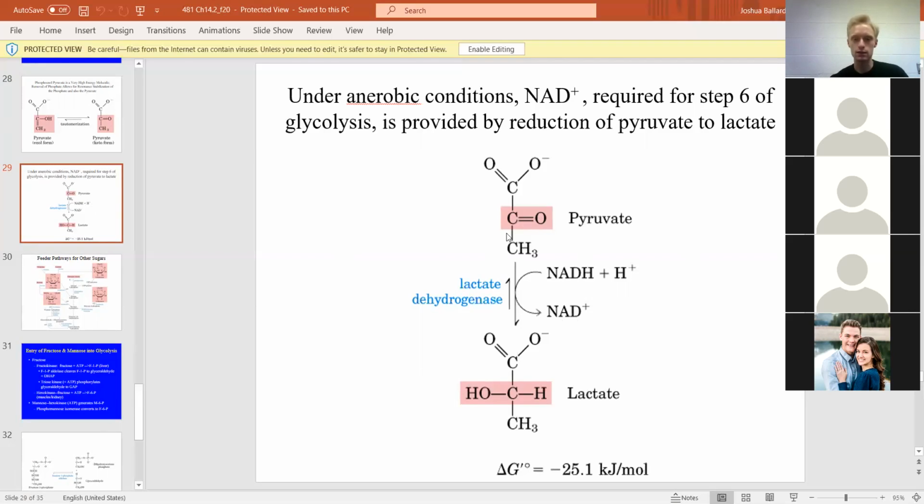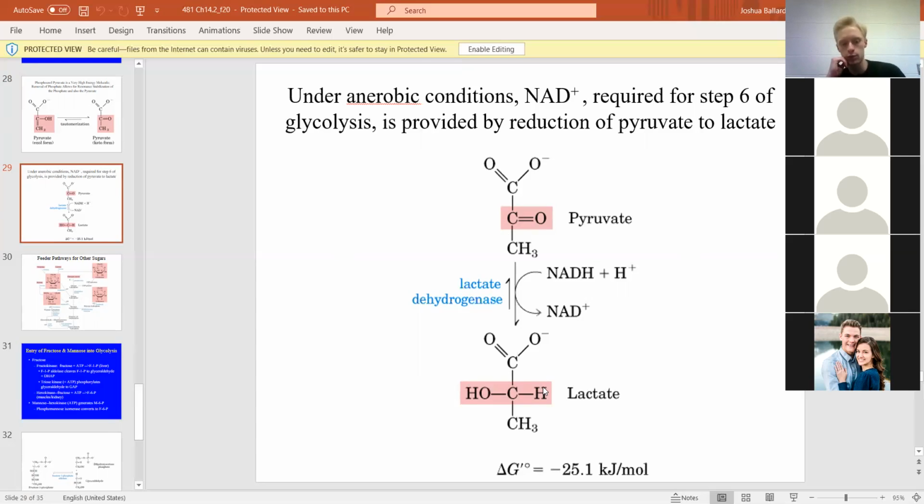And the way that it does this is through converting pyruvate to lactate, or lactic acid. And lactate dehydrogenase is the enzyme which allows this whole reaction to happen. Do we need to know any mechanisms behind that, or just that it actually happens? No, just that it actually happens and the purpose of it. Cool.